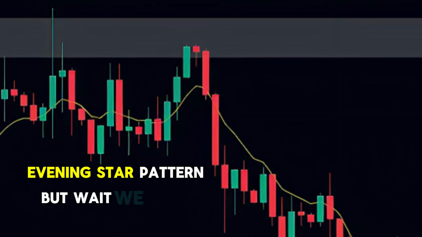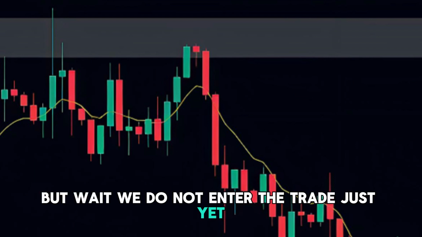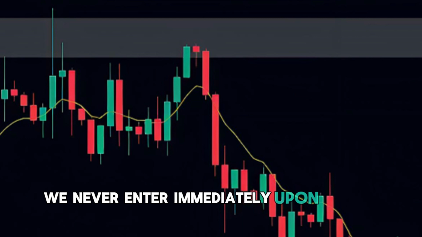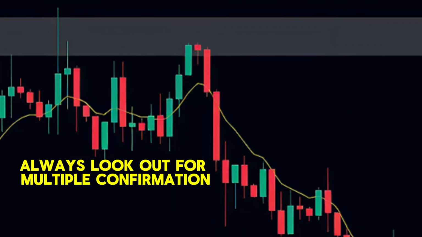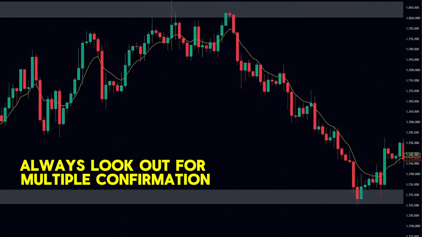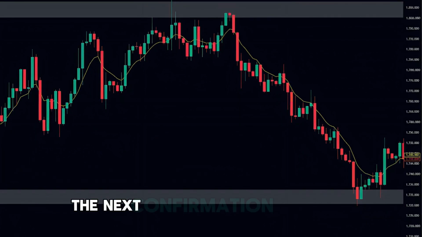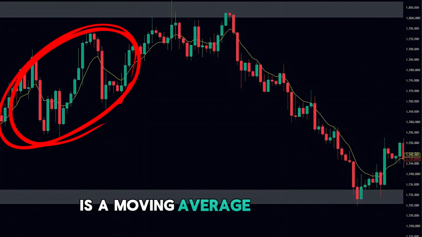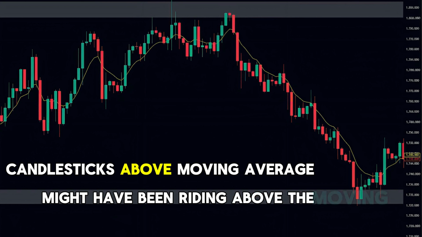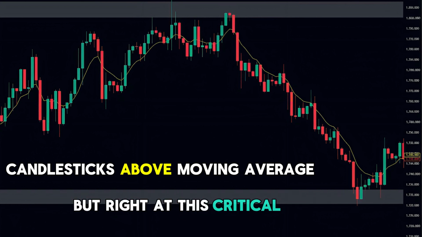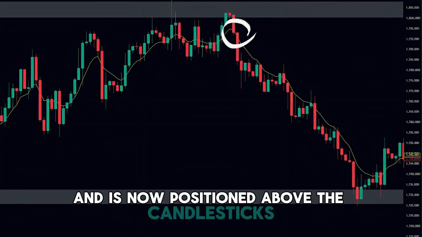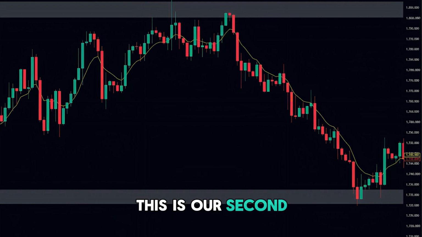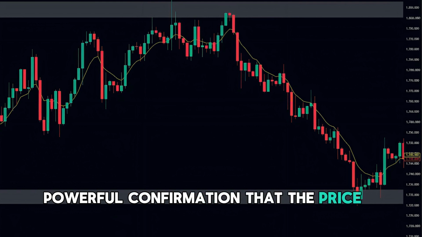But wait, we do not enter the trade just yet. We never enter immediately upon seeing the pattern. We must wait for multiple confluences. We need further confirmation that the price is genuinely going to reverse. The next confirmation I look for is a moving average crossover. Previously, the price might have been riding above the moving average, but right at this critical moment, the moving average crosses over and is now positioned above the candlesticks. This is our second powerful confirmation that the price is reversing.